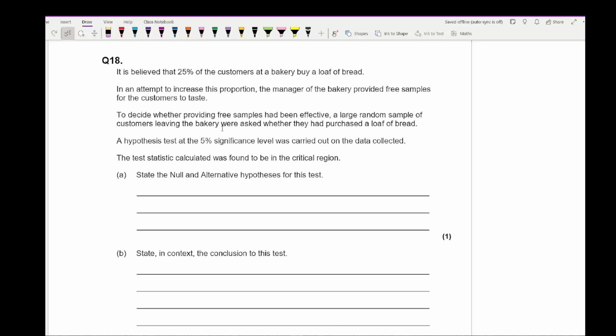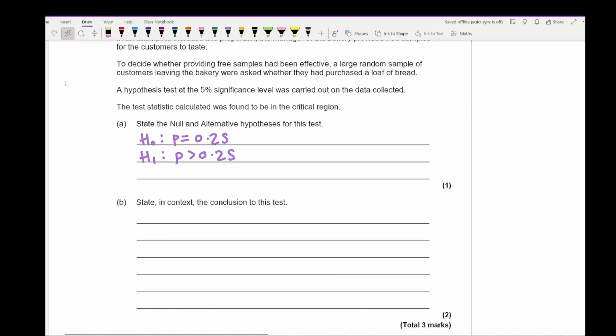And so for 18a, it's asking us to state the null and alternate hypothesis. So for this, our null hypothesis is going to be that p is equal to 0.25, so there's no change. And for H1, that the probability of someone purchasing a loaf of bread is greater. So it's going to be a one-tailed test. Then for B, it says state in context the conclusion of the test. It's quite crazy that we're not actually asked to perform a hypothesis test. All we're asked to do is just do certain sections of it. So for this, we just need to give the conclusion.